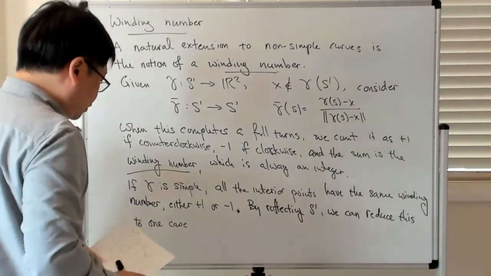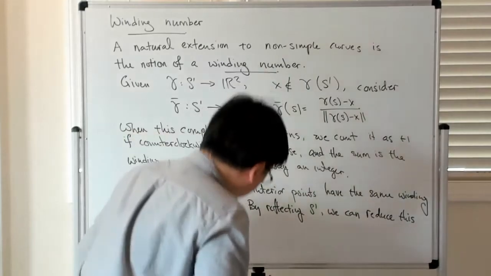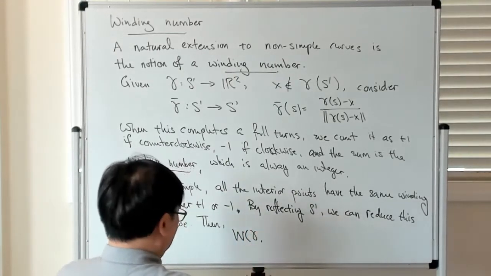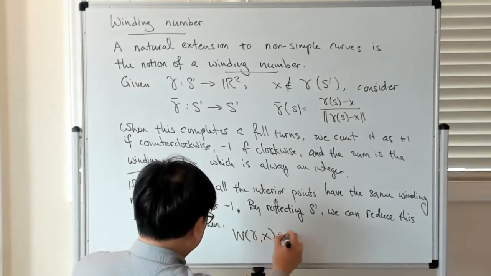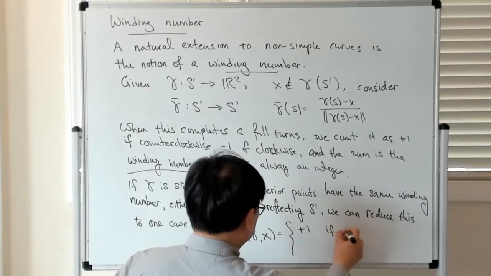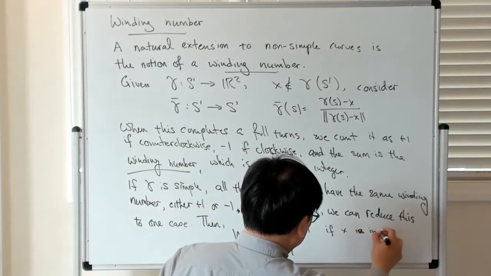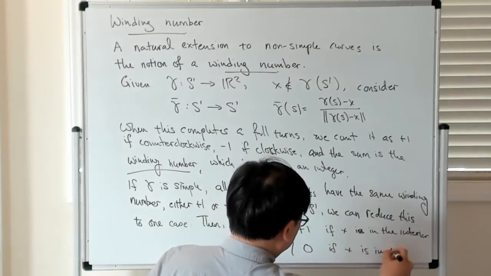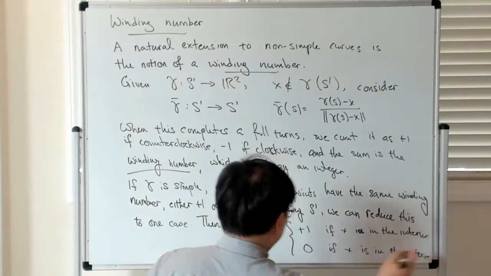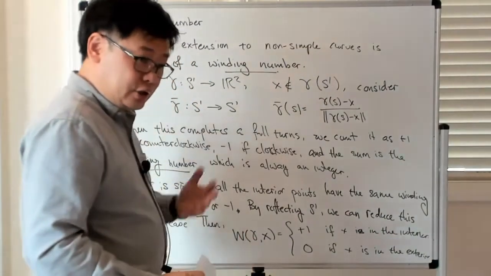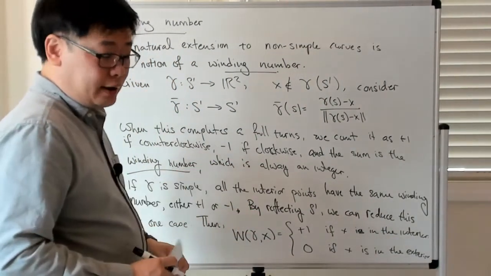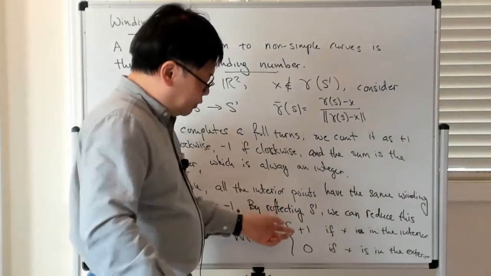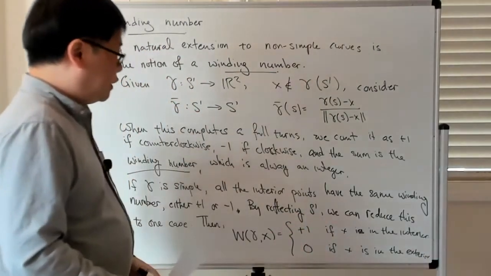All right, so in that situation, the following is true. Let me denote this winding number by W. So W of gamma, the winding number of the curve gamma about the point x, is going to be +1 if x is in the interior, and 0 if x is in the exterior. So this gives you another characterization of the idea of interior versus exterior in terms of a winding number. It's compatible with, or encodes the same information about interior versus exterior as we had talked about before.